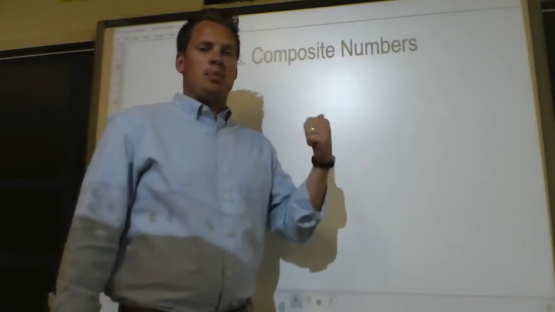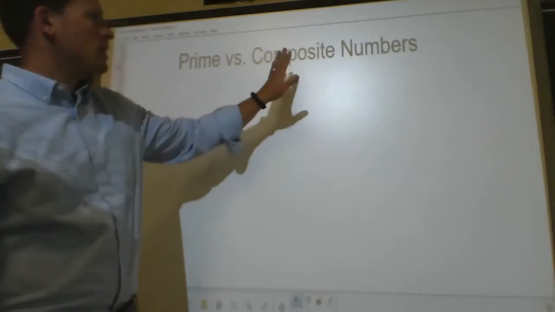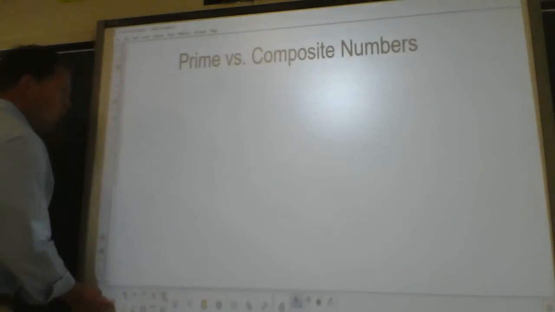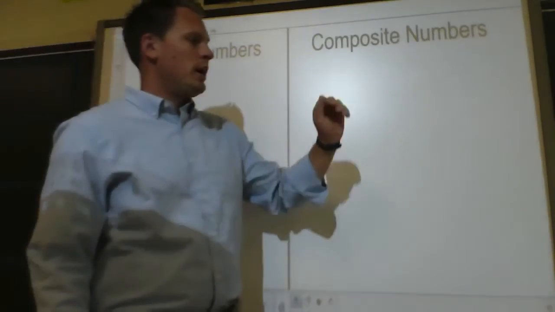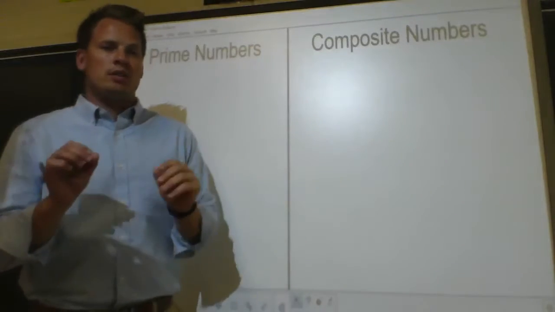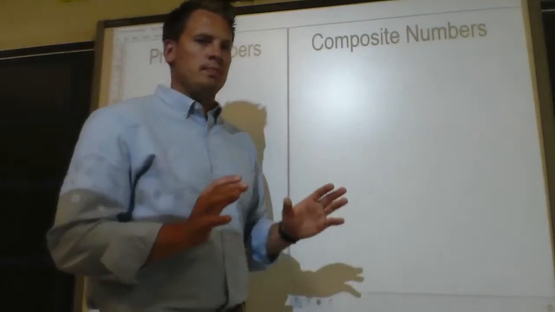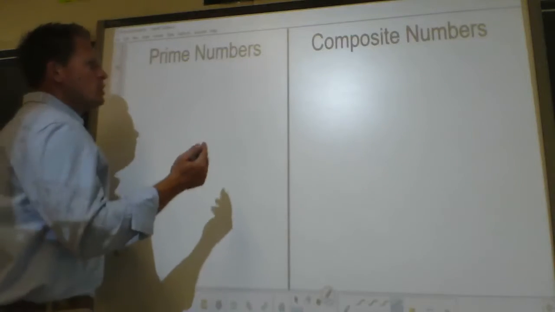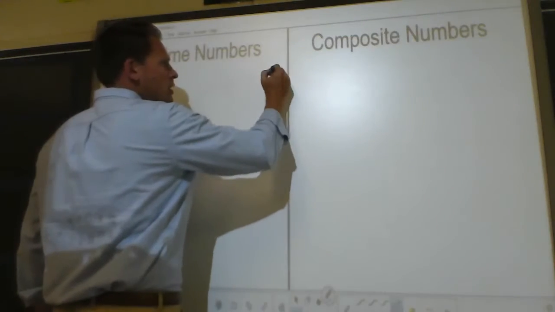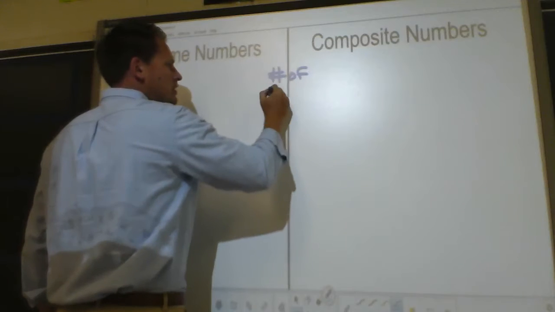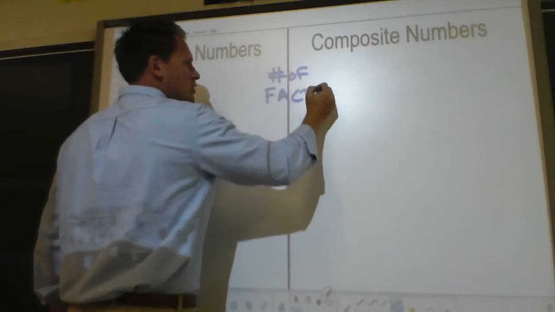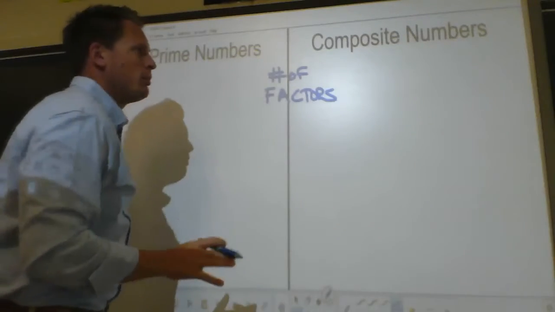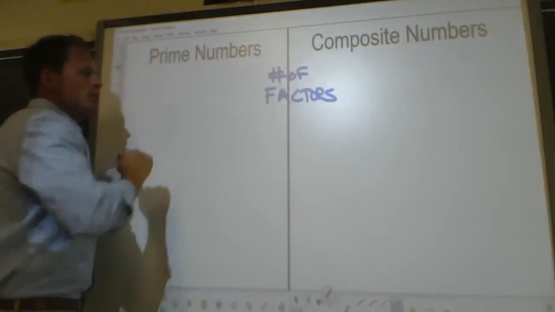What a prime number is. So let's talk about prime numbers and composite numbers. We have two different types of numbers. One is prime and one is composite. And there's a very simple definition that splits them up. The prime and composite has to do with the number of factors. That's what determines if a number is composite or if a number is prime.